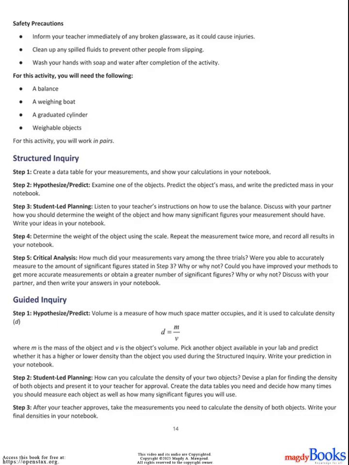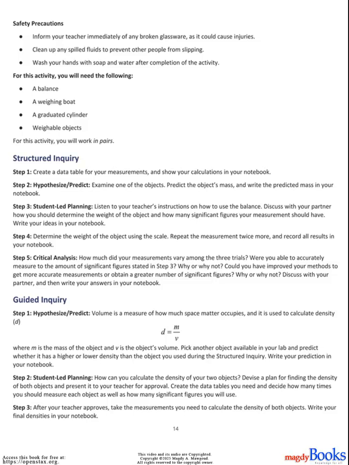Step 4. Determine the weight of the object using the scale. Repeat the measurement twice more, and record all results in your notebook. Step 5. Critical analysis. How much did your measurements vary among the 3 trials? Were you able to accurately measure to the amount of significant figures stated in Step 3? Why or why not? Could you have improved your methods to get more accurate measurements or obtain a greater number of significant figures? Why or why not? Discuss with your partner, and then write your answers in your notebook.